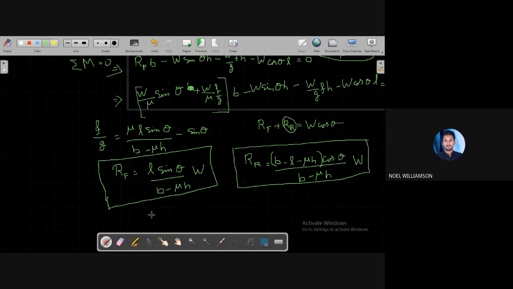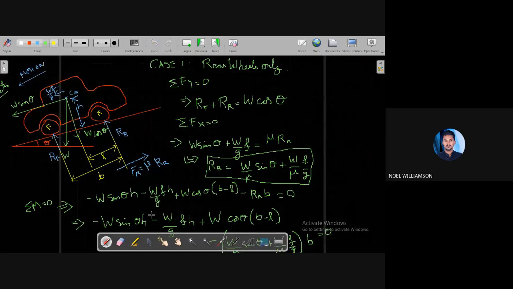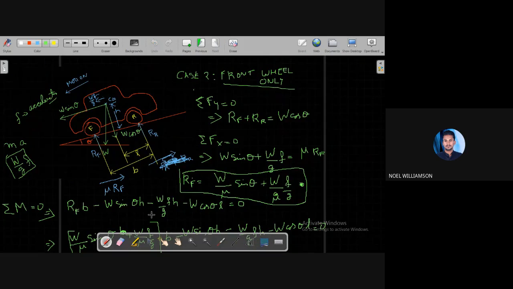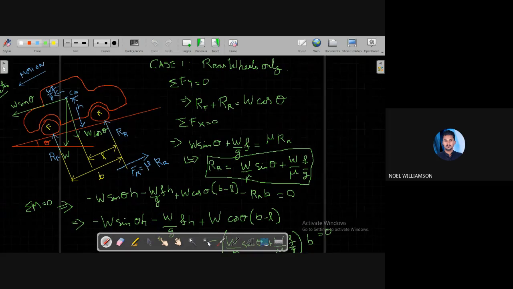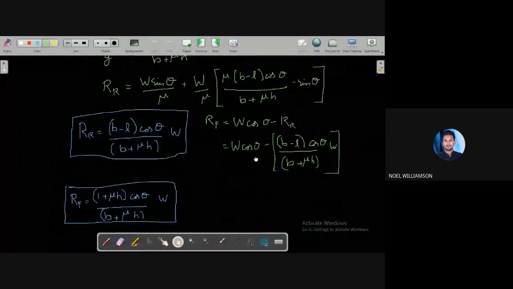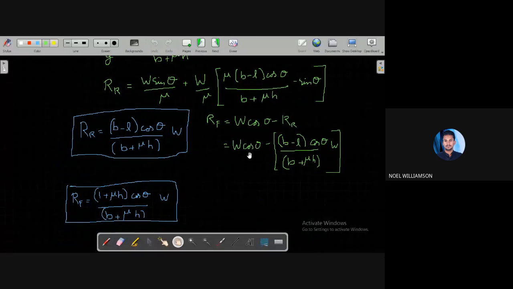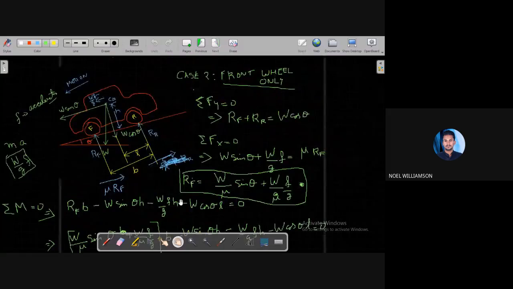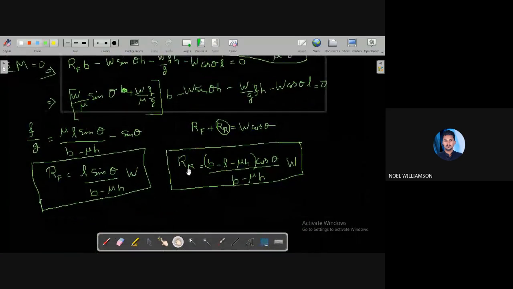So in the first case, the reactions or the normal forces were like this, that is RF equal to this particular value, and RR will be equal to this particular value. In the second case, where the brake is applied to the front wheel only, we will get the relations like this.